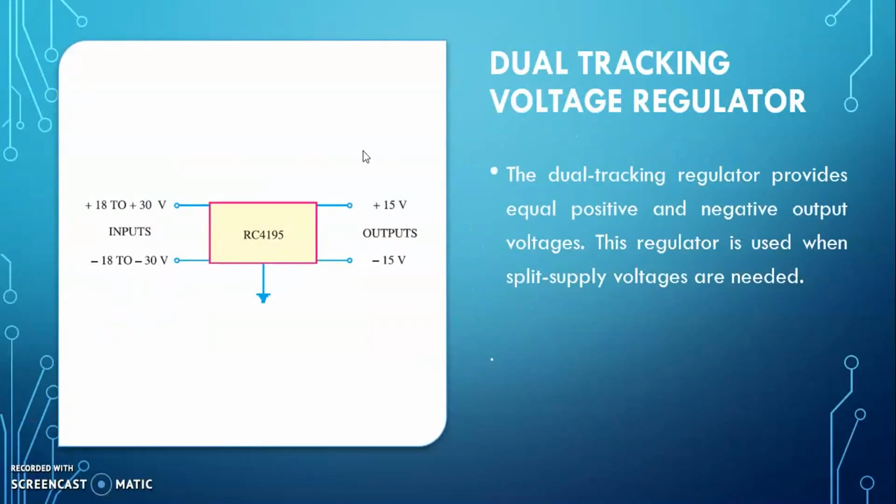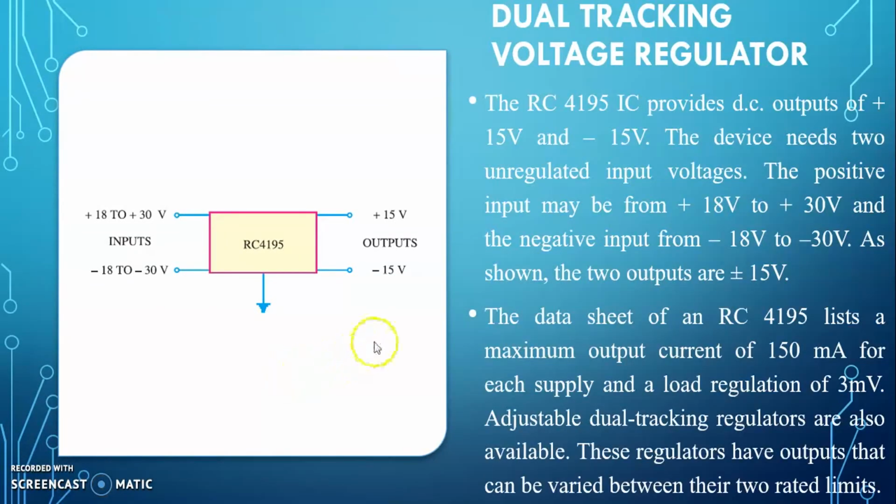Now we can discuss the dual tracking voltage regulator. Here the dual tracking regulator provides equal positive and negative output voltage. The regulator is used when split supply voltages are needed. The RC4195 IC provides the DC output voltage of plus 15 volt and minus 15 volt.